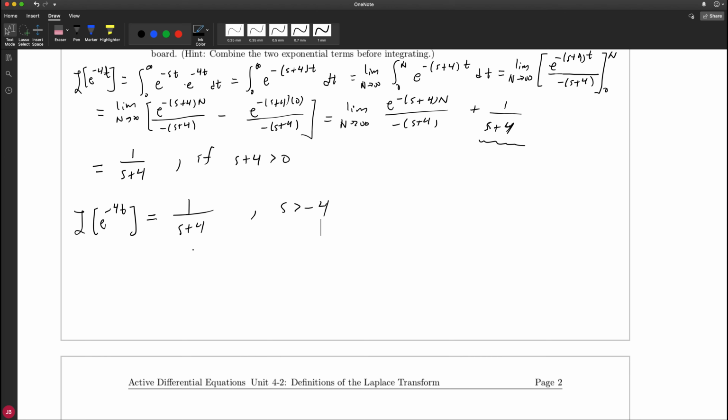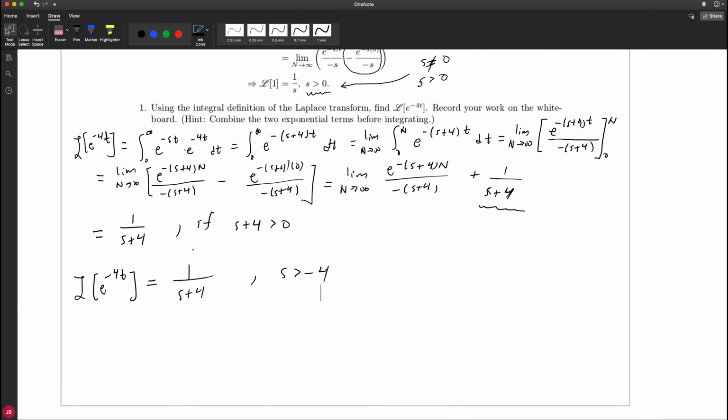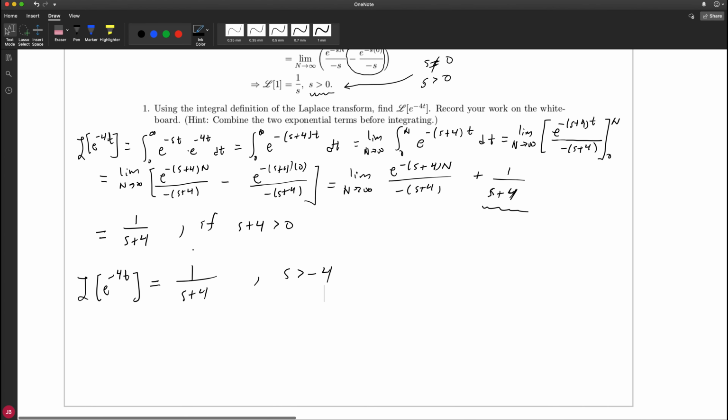All right, so in the next video, we'll do a couple more computations. But this is just a gentle introduction as to how to use the integral definition of the Laplace transform.